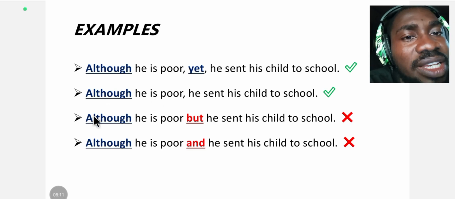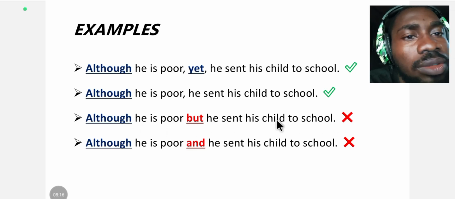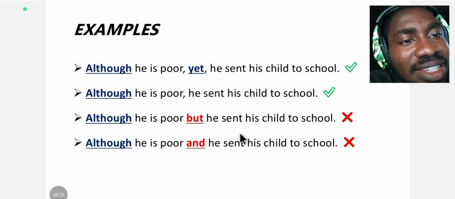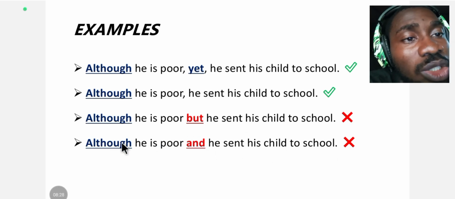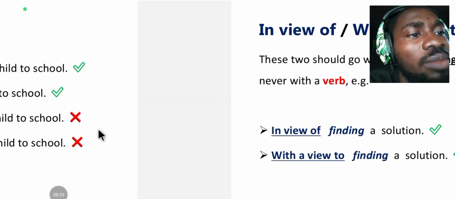The next example we have here says, "Although he is poor, but he sent his child to school." That's wrong. The last example we have here is, "Although he is poor and he sent his child to school." A common mistake among Nigerians. That's wrong. "And" does not collocate with "though." "But" does not collocate with "though." Only "yet" collocates with "though" and "although."